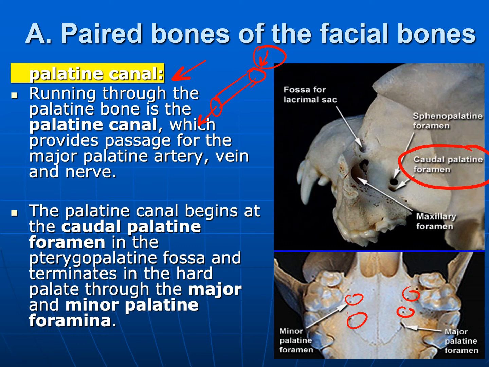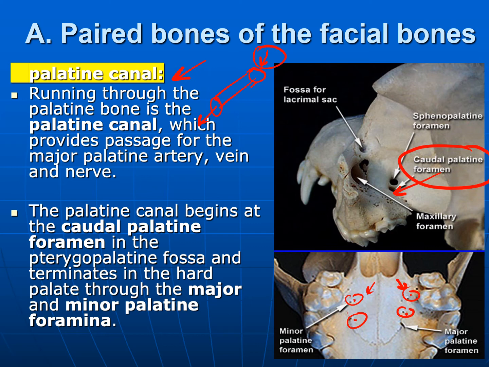So the palatine canal, as a canal, has a beginning and an end. We have the area of entrance and the area of the exit. The area of the entrance will be the caudal palatine foramen, and the area of the exit will be the minor and major palatine foramina. If we have a probe that passes from here, it's going to exit through this one, or this one, or this one. This osseous canal we call the palatine canal, the beginning is the caudal palatine foramen, and the exit is the minor and major palatine foramen.